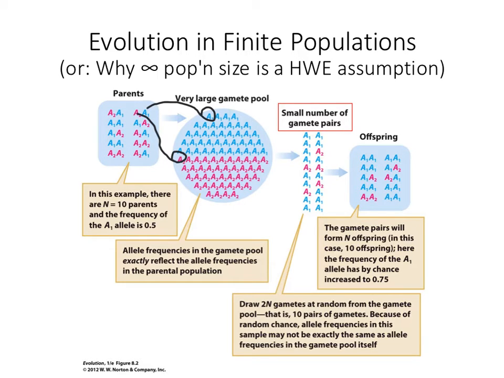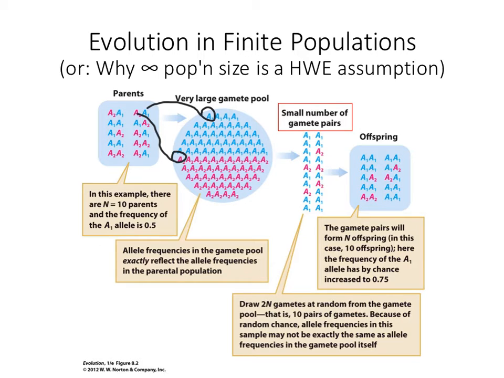What happened here that causes the shift from 50% A1 to a larger number of A1s? At what point in this flow did that change occur? Where exactly did the allele frequency change from 50% A1 to more? Right, it's between the very large gamete pool and the small number of gamete pairs. What's that step?